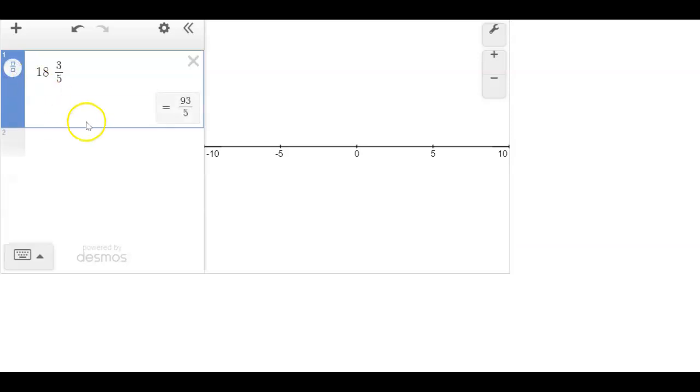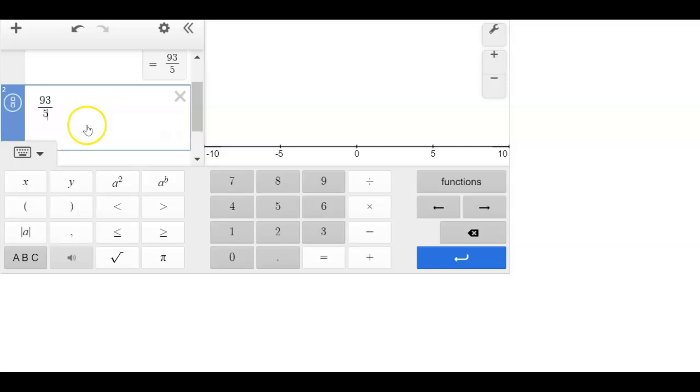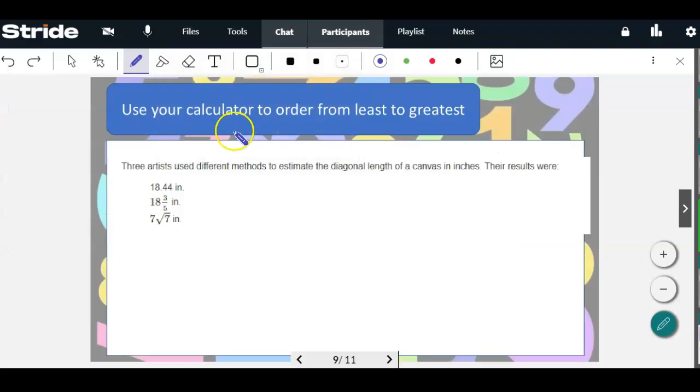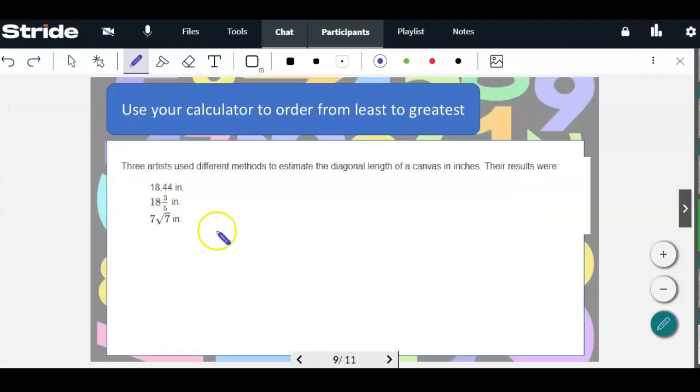What the decimal is there. So I'm going to do 93/5. 18.6. Now you're not seeing it on here because remember the other step you have to do is to set that table up. So 18.6.